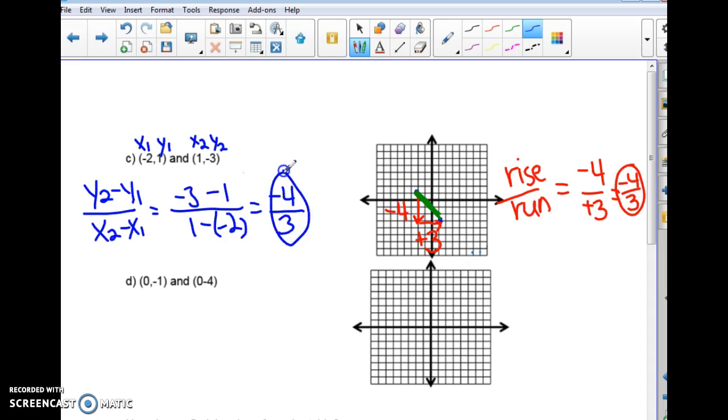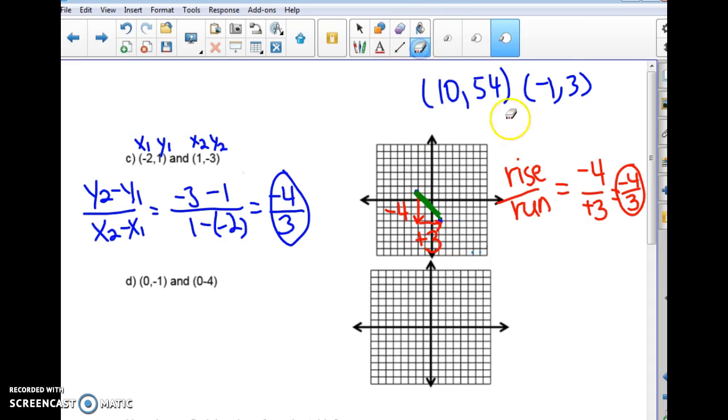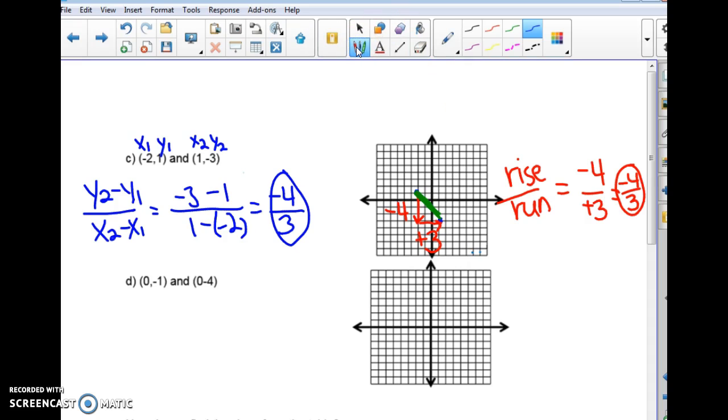So does it really matter which method we're using? You're going to end up with the same answer. The only problem with the graph is if you're given like points 10, 54, comma, negative 1, 3. You're not going to be able to graph all these points to do the rise over run. So you really need to know the formula. But other than that, you can graph it at any time and figure out the slope. Okay? Let's do the next one, last one.